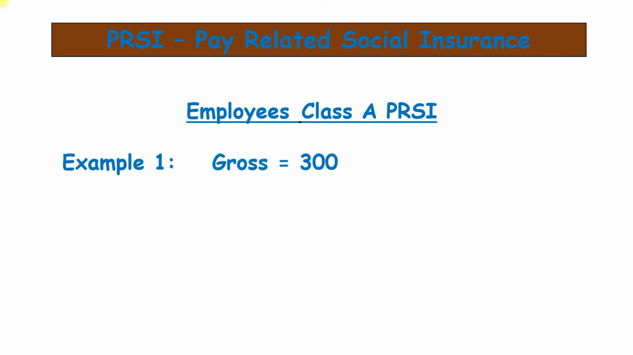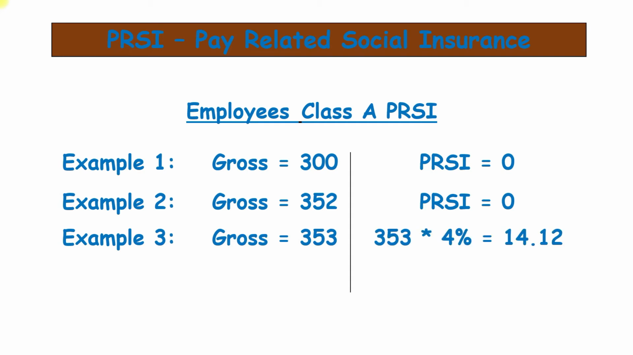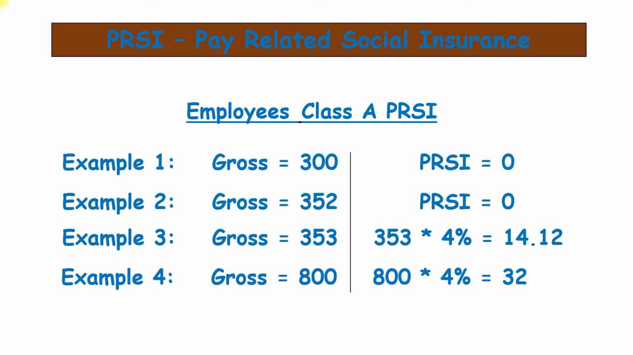These 4 examples of PRSI calculations show how the 4% is applied. Once the gross goes over the 352, then all the pay is taxed, not just the amount above the 352.